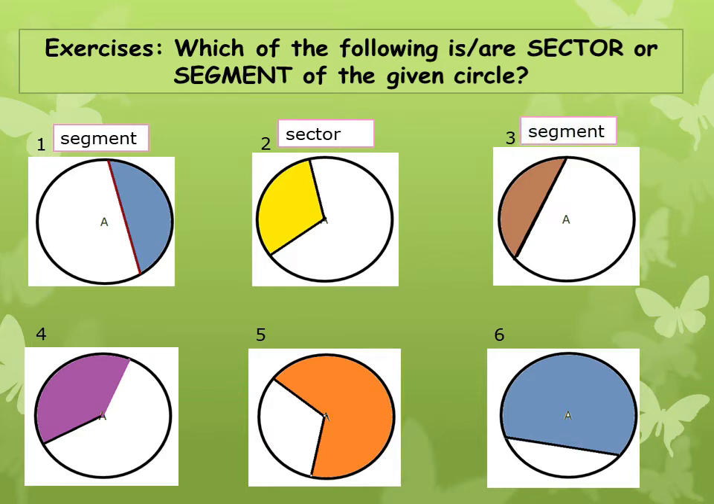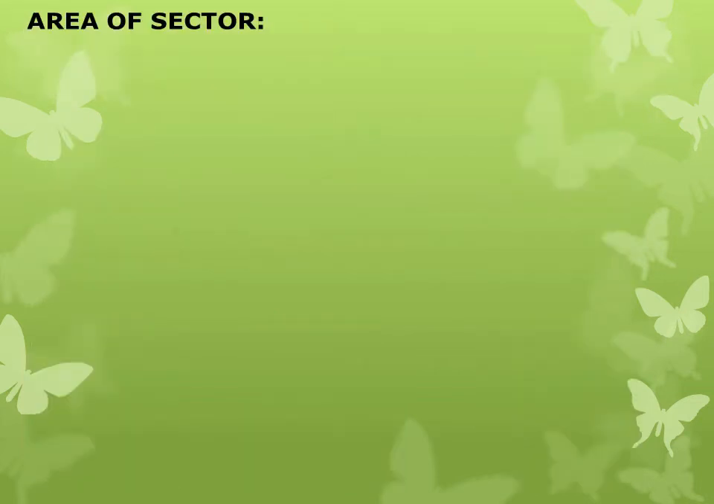Number four, okay, that is sector. How about number five? Also a sector. And number six is a segment. Okay. So let's talk now about the area of sector. How to find the area of sector?